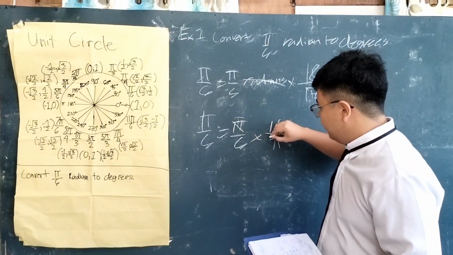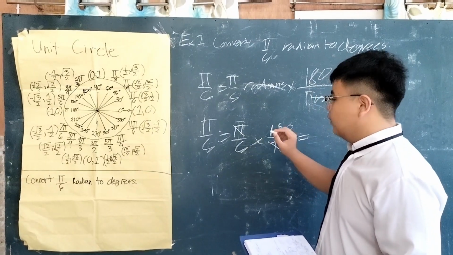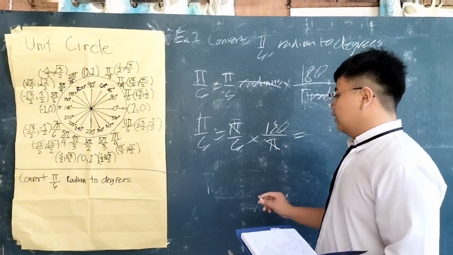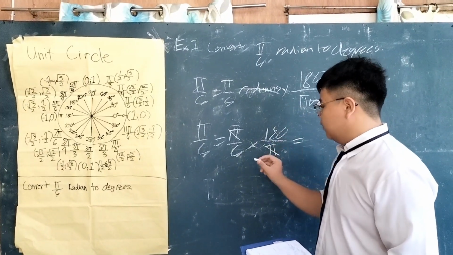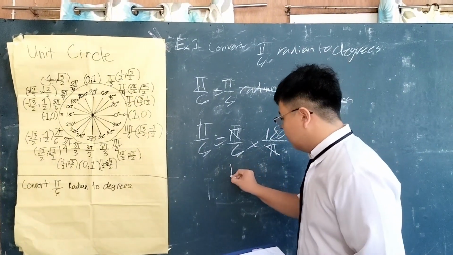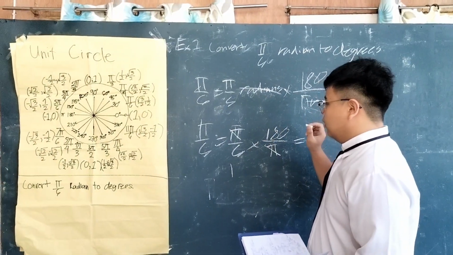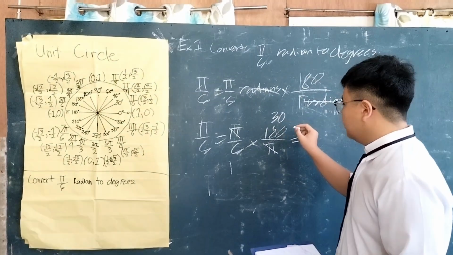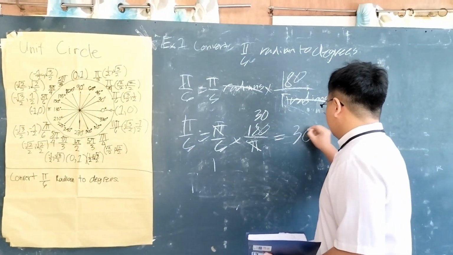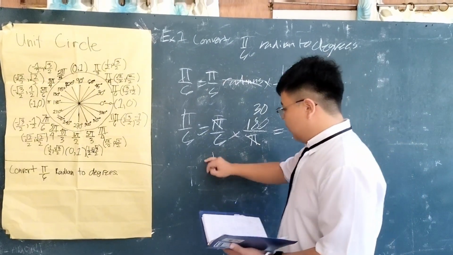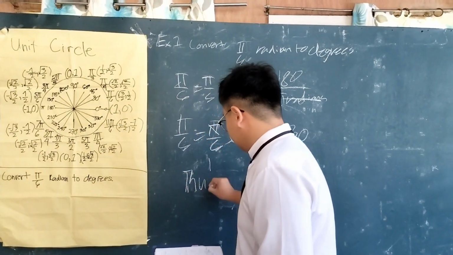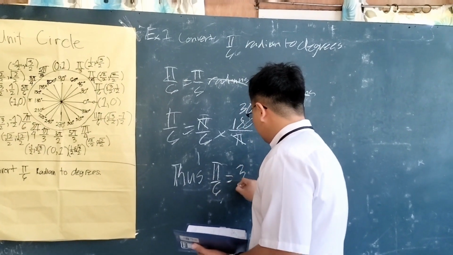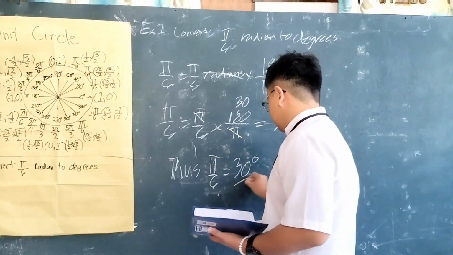Cancel out the pi first. Then we need to find the common divisor of these because step 2 is to simplify the result. So the common divisor of both is 6. So 6 divided by 6 equals 1, and 180 divided by 6 is 30. So 1 times 30 equals 30. Thus, pi over 6 equals 30 degrees.